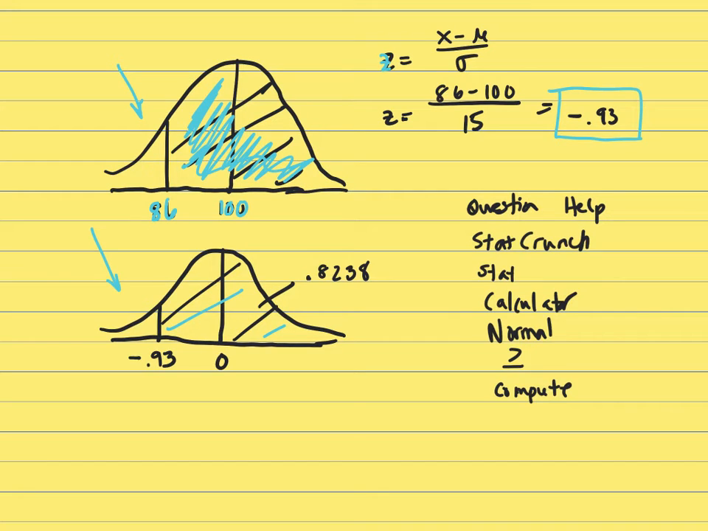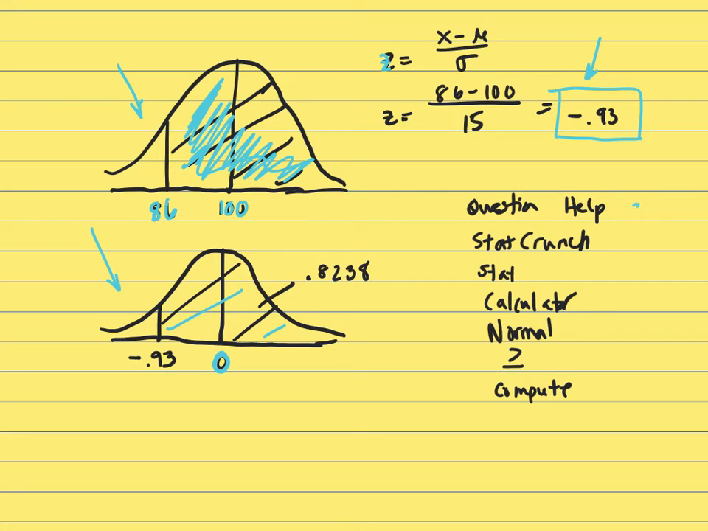And actually, in StatCrunch, the first thing it asks you for is the mean and the standard deviation. So I could have used 100 and 15, but I'd already made the effort to convert it to a z. So that meant the mean was 0 and the standard deviation was 1.